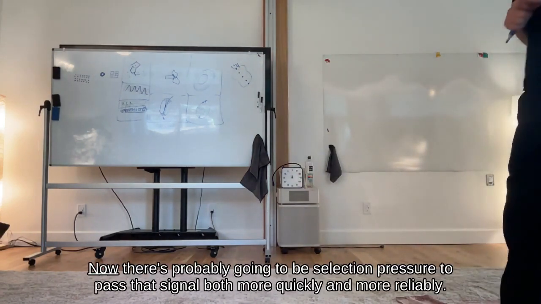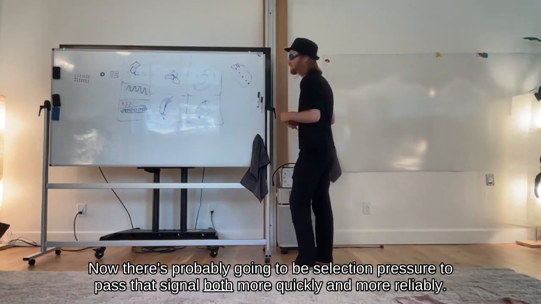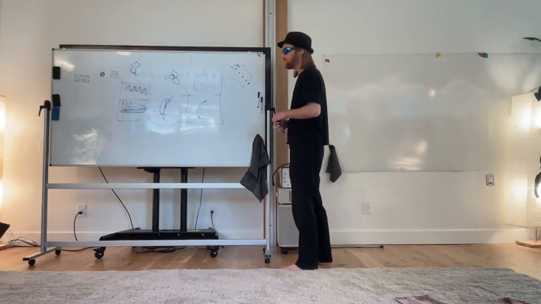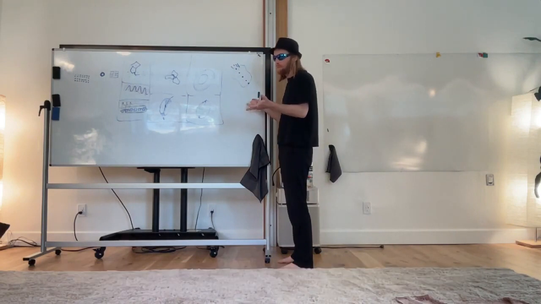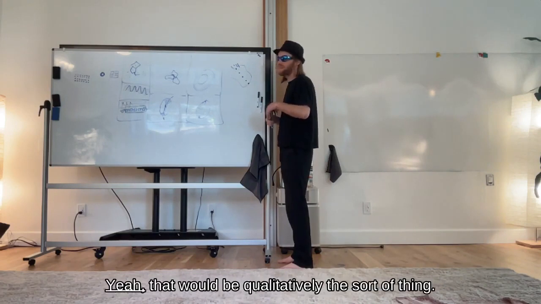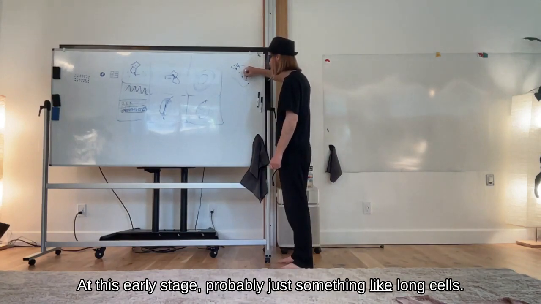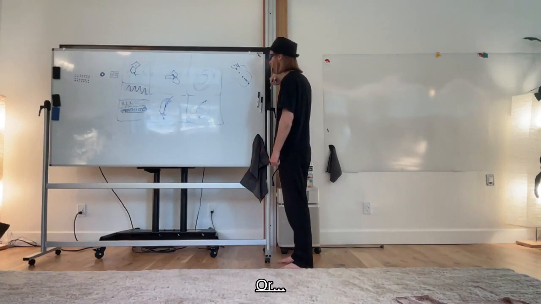Now I've got that. Now there's probably going to be selection pressure to pass that signal both more quickly and more reliably. So if there's selection pressure to pass the signal more quickly and reliably, what sorts of things is that going to select for? Barriers that, or I guess, I don't know, myelination? Something? Yeah, that would be qualitatively the sort of thing. At this early a stage, probably just something like long cells.